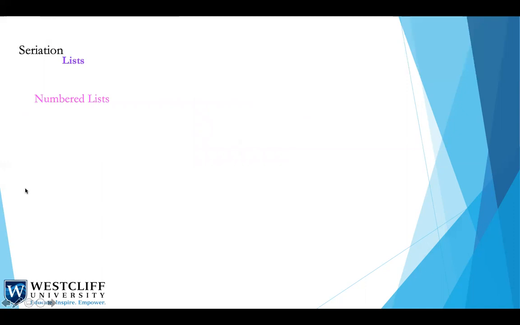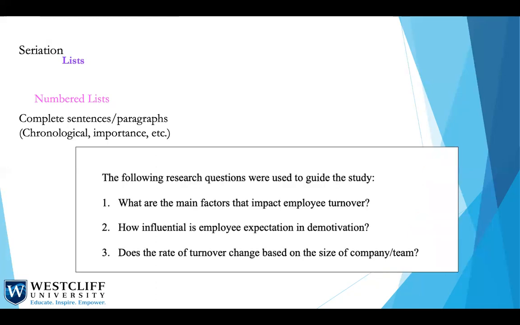Now, if you do want to draw attention to your list, you really want it to stand out for your reader, you can do this in a couple of ways. You can use numbered lists, and with numbered lists, we generally use these for complete sentences, or sometimes you would use these if you were incorporating full paragraphs. But a numbered list also helps to show some type of chronological order, or if you were trying to show level of importance, etc. So there's some thought behind the use of numbered lists. But when we format them, they would look like so.